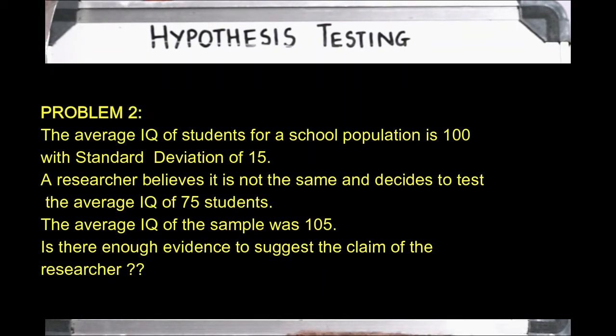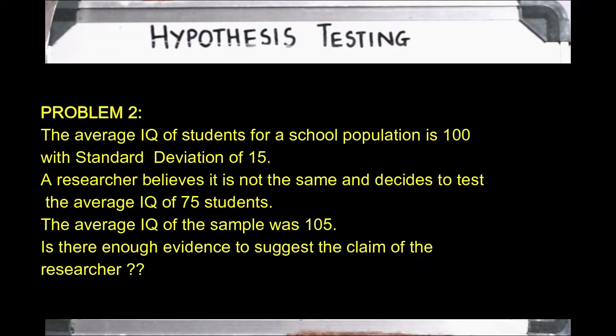So friends, let us go through the question that is being shown on the board. The problem states that the average IQ of students for a school population is 100 with a standard deviation of 15. A researcher believes it is not the same and decides to test the average IQ of 75 students. The average IQ of the sample was found to be 105. Now, is there enough evidence to suggest the claim of the researcher? We need to test this hypothesis.